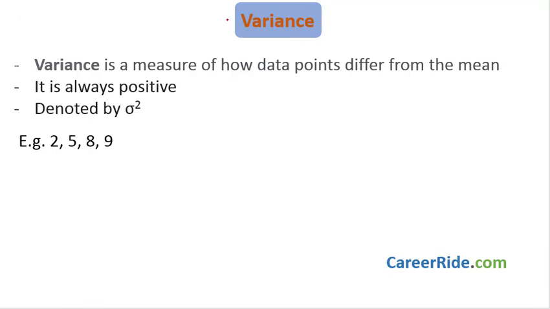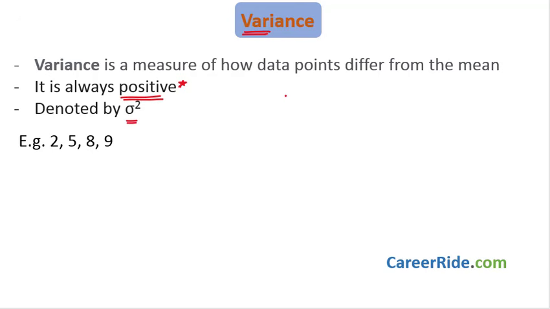The first thing that I want to talk about is the variance. Variance is a measure of how data points differ from the mean. This is just for understanding's sake. And the value that you find for the variance is always a positive value. Mark this with a star because there is a direct objective type question possible from here. And you denote variance by sigma square.